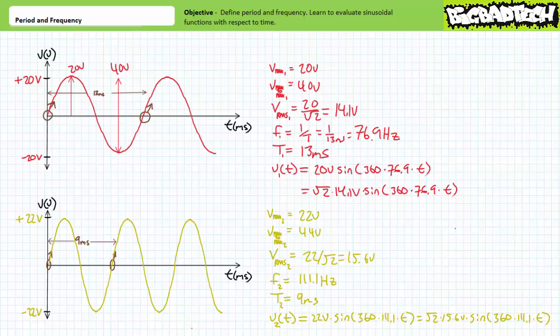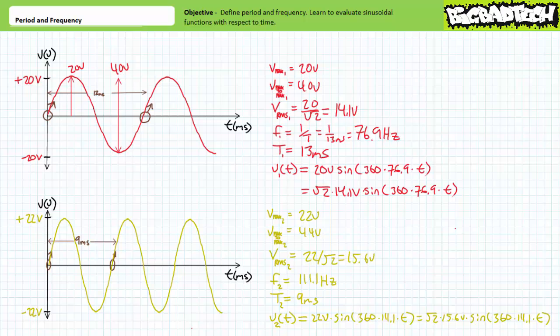The second example in yellow looks like it has a peak value of 22 volts. This is equivalent to a peak-to-peak value of 44 volts and an effective value of approximately 15.6 volts. The time span between the zero crossings going positive looks to be 9 milliseconds. A period of 9 milliseconds is equivalent to a frequency of roughly 111.1 Hz.